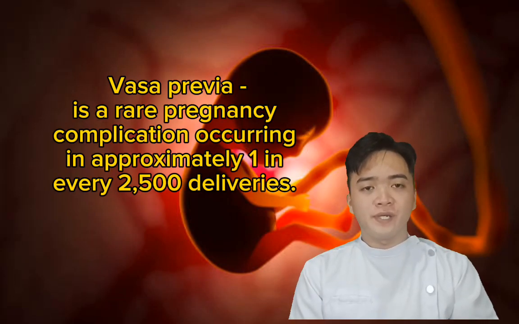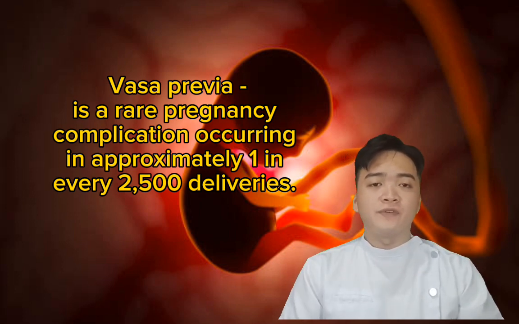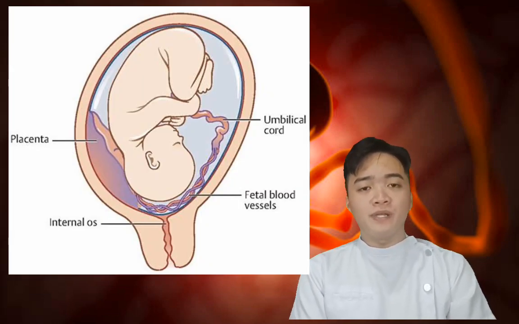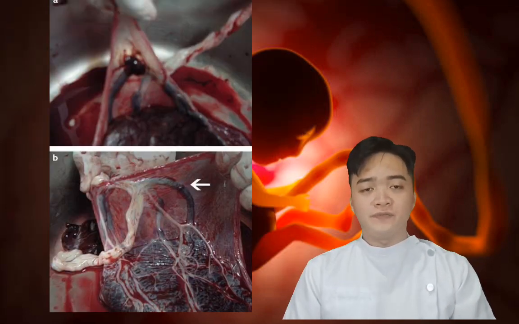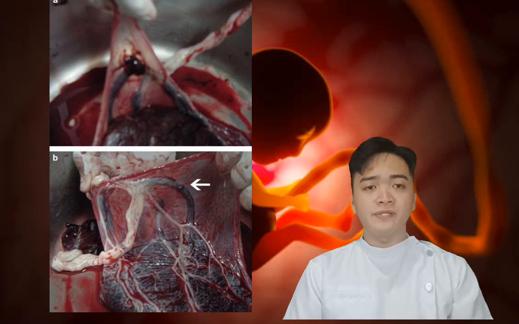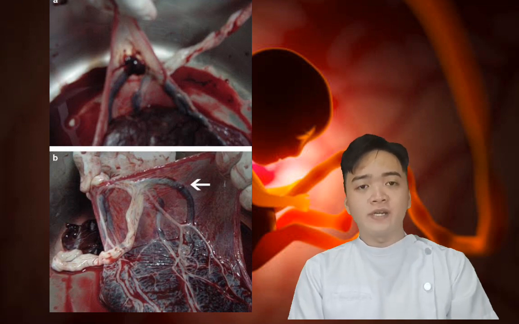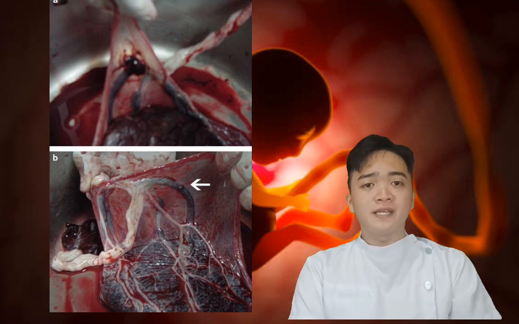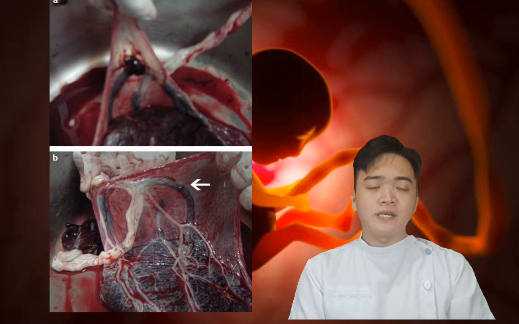And now, let's talk about vasa previa. Vasa previa is a rare pregnancy complication occurring in approximately 1 in every 2,500 deliveries. It occurs when unprotected blood vessels from the umbilical cord travel across the opening of your cervix, and it can lead to severe blood loss for your fetus if it's not carefully managed. It can be fatal to the baby when the membranes around the baby rupture. These blood vessels can rupture too. This can cause the baby to lose a lot of blood, and the mother may have complications as well.